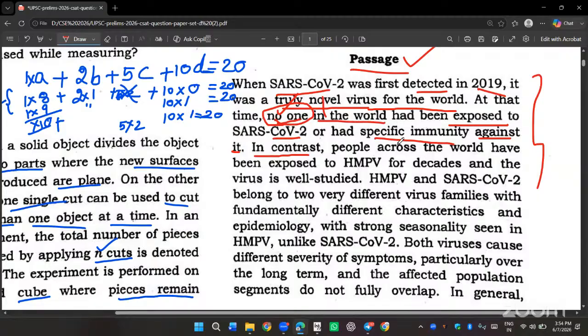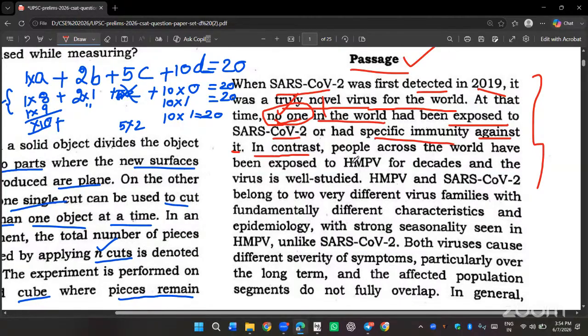In contrast, people across the world have been exposed to HMPV for decades. And the virus is well studied, HMPV virus. You need not worry about what is an HMPV virus. They will not ask expansion. They are not going to check your general knowledge here. Don't worry about it. So it was well studied, but others were not well studied.